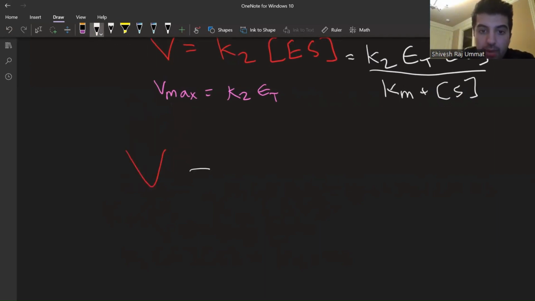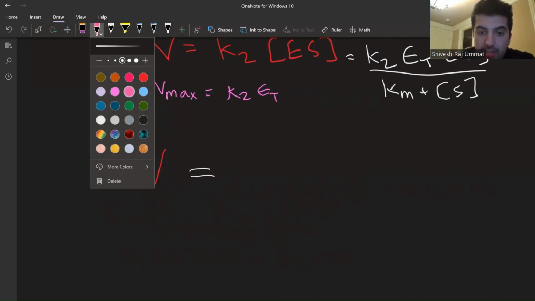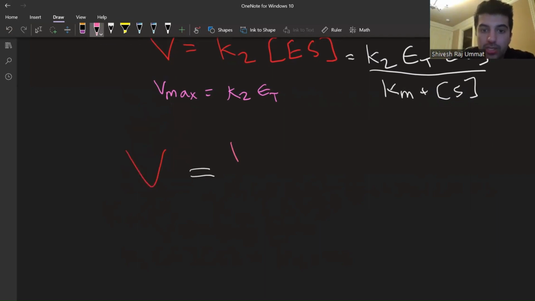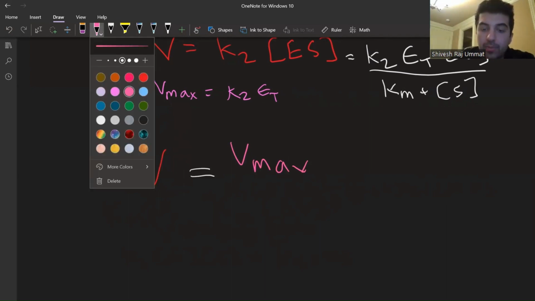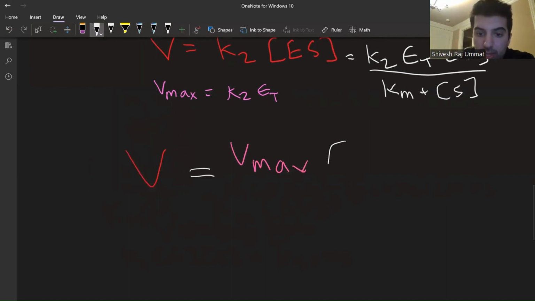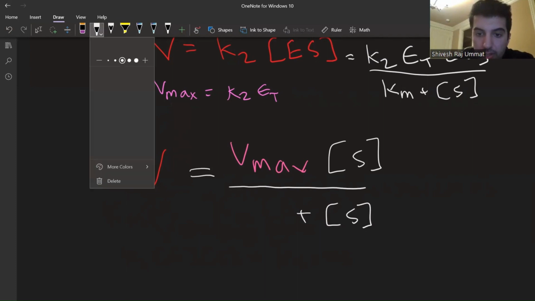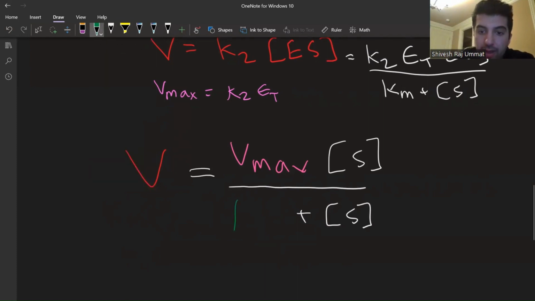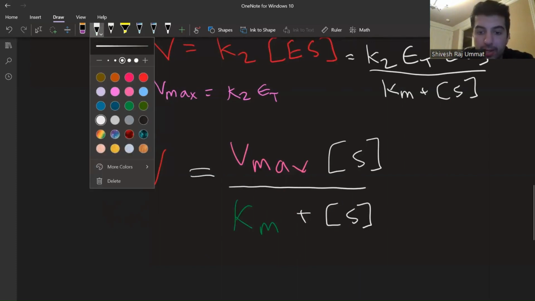So finally, we can write out our full Michaelis-Menten equation, where the velocity of our reaction is in terms of Vmax, and multiplied by our substrate concentration. And we have all of that divided by our Michaelis constant plus our substrate concentration. So this is our final equation. All right, and now we're going to take a look at how we can understand it.